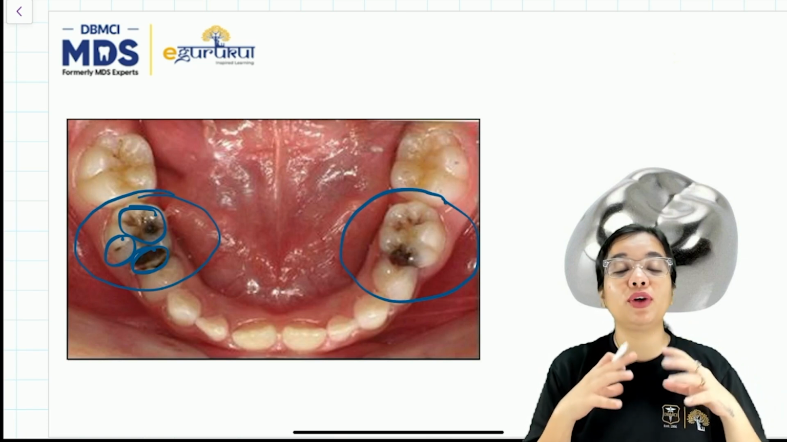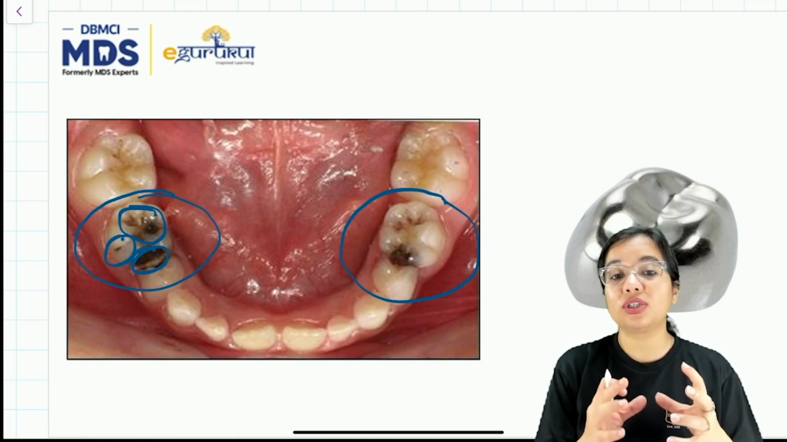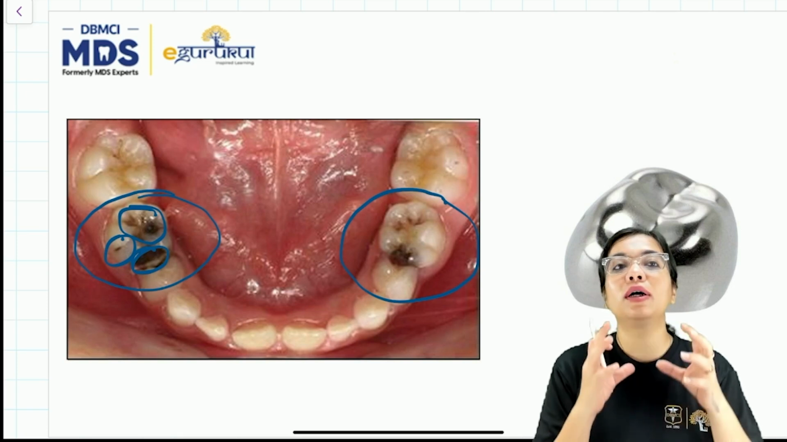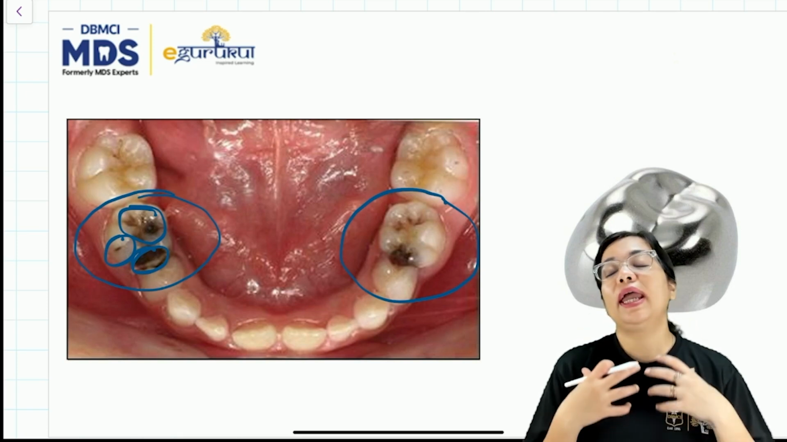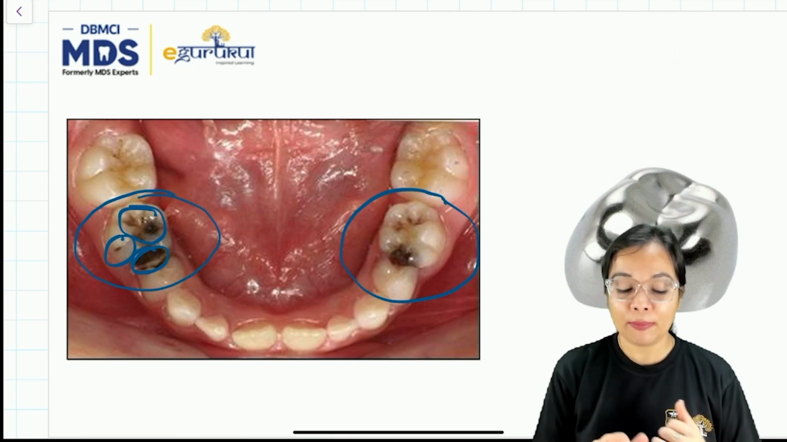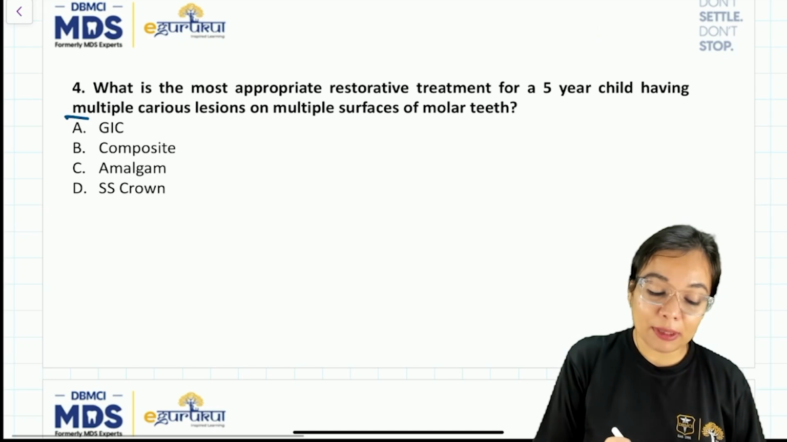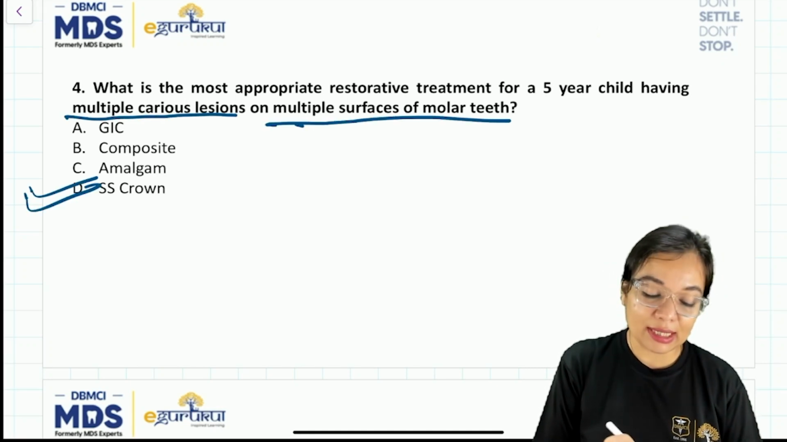Because when you drill cavities in so many surfaces, the tooth structure as a whole becomes very weak. So a weak tooth structure will obviously not be able to support any type of restorative material. So the best treatment for multiple carious lesions on multiple surfaces of a molar tooth is stainless steel crown.